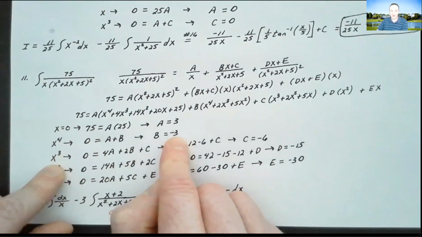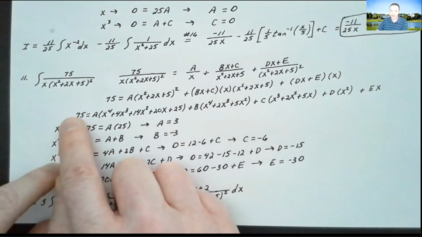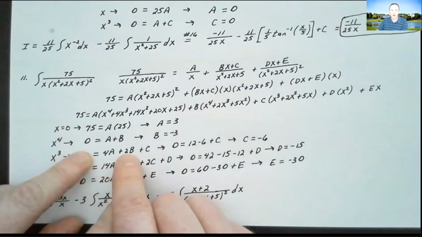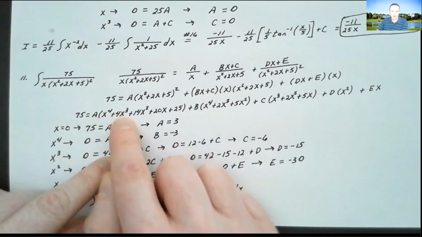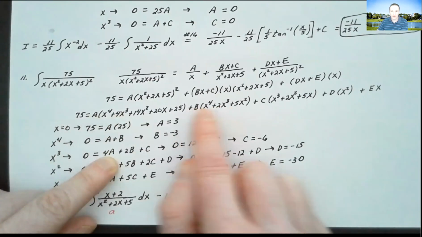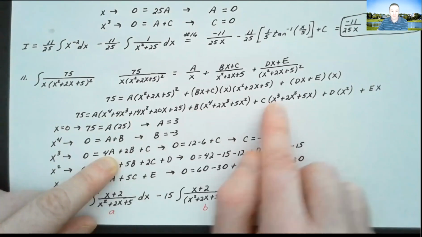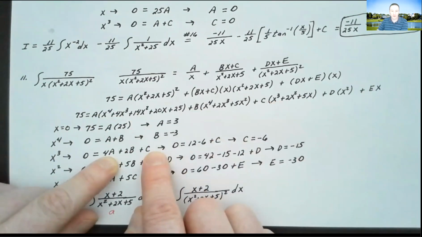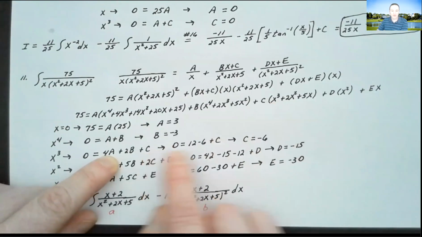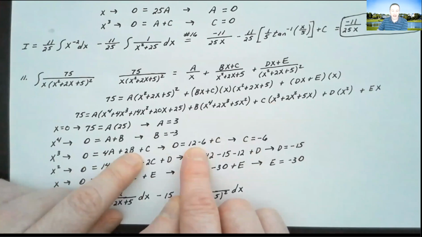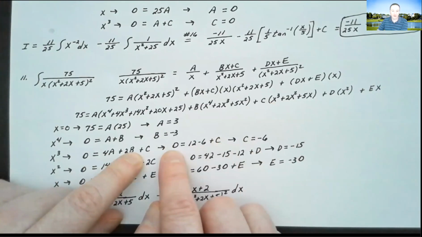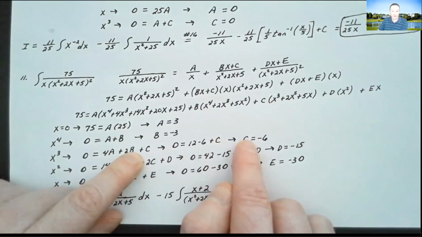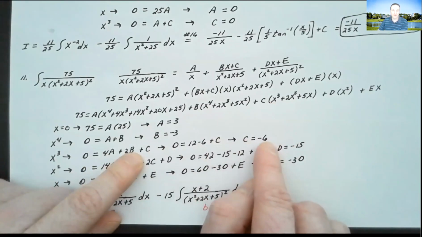Now let's think about the coefficients of x cubed. Again, that's 0 on the left-hand side. On the right, I know 4A is a coefficient of x cubed. I know 2B is a coefficient of x cubed. And C is a coefficient of x cubed. That's where this equation came from. And then you know A is 3, so you're going to have 12. B is negative 3, so that's going to be minus 6. Plus C has to equal 0. That allowed me to see that C had to be negative 6.